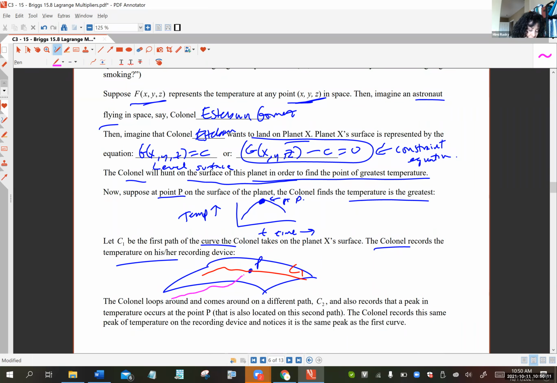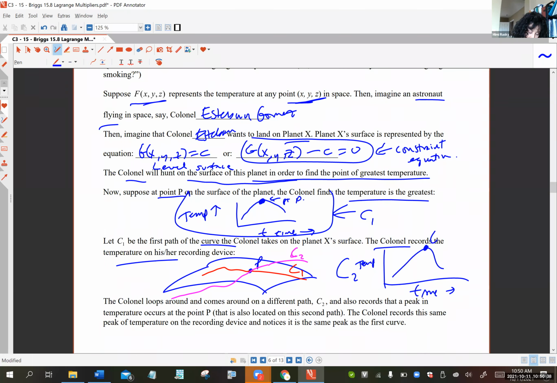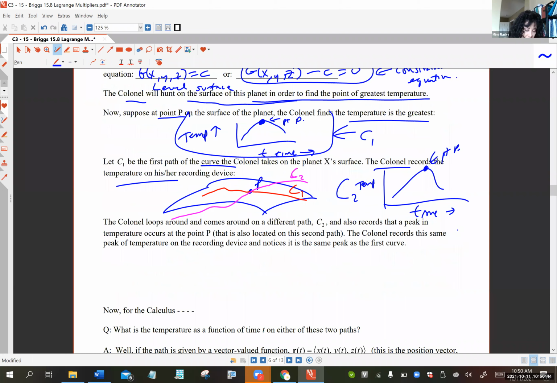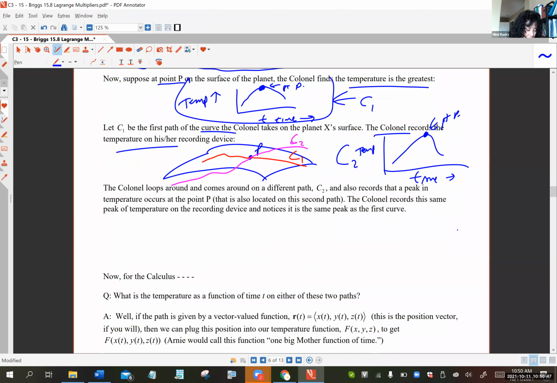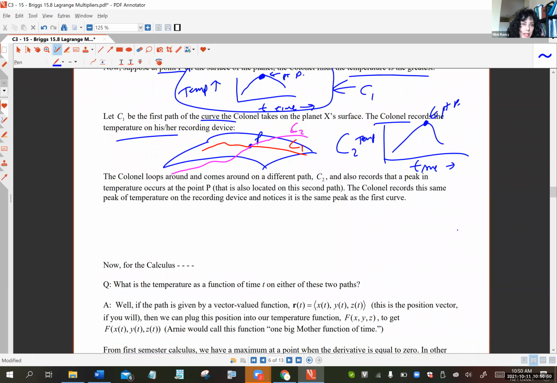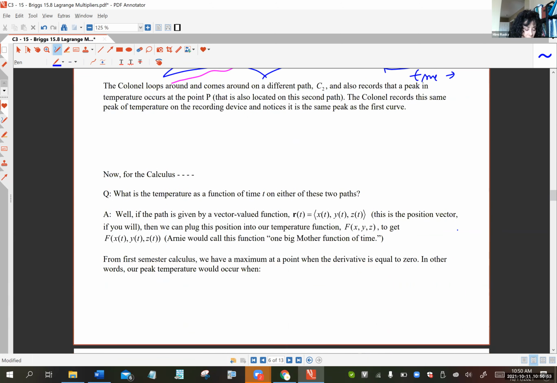So he's doing some other path, and let's say that path also crosses over point P. We'll call this curve 2. And on curve 2, he also notices that point P is the greatest temp. The first time he recorded was for C1, but now with his recording device on C2, he still finds that the max temp, boom, is happening at point P. He's like, dang, okay, that's the peak temperature. And he keeps doing this for more and more curves, and he keeps noticing, all right, maybe this is the hottest point on the planet.